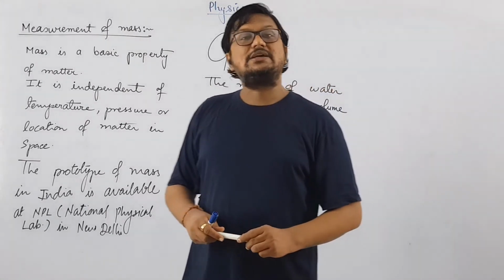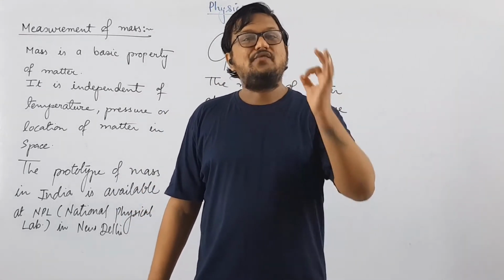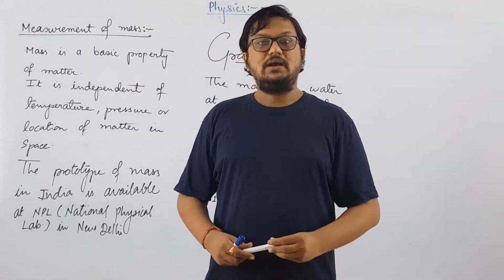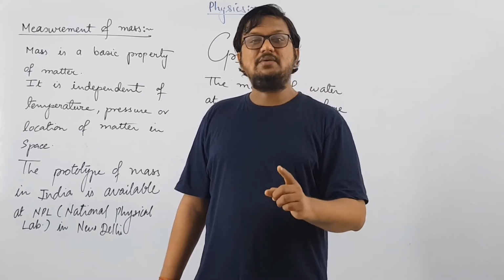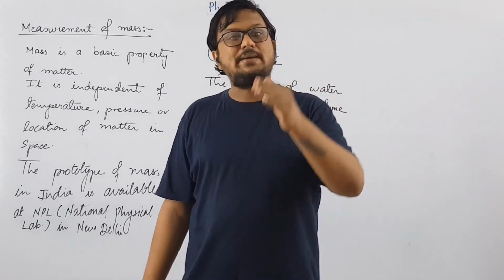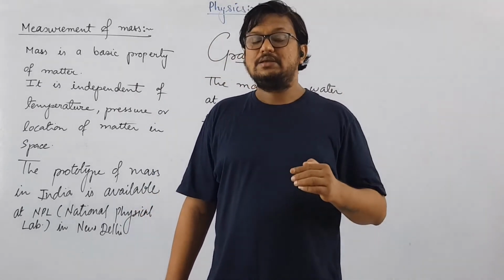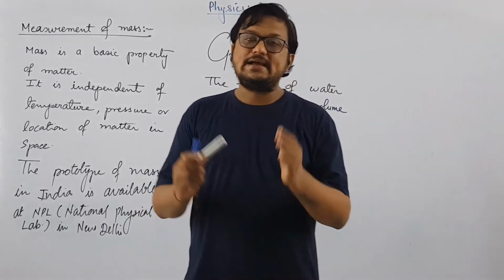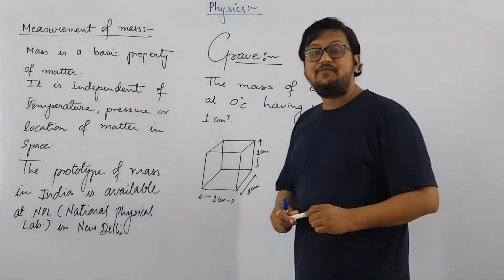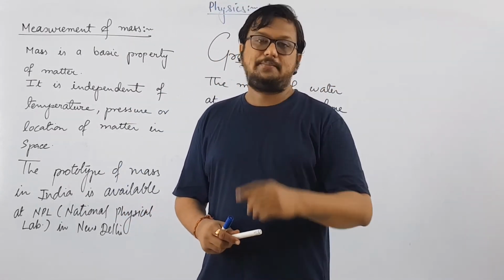Now why 4 degrees Celsius and not 0 degrees Celsius? The reason is quite simple. The density of water at 4 degrees Celsius is maximum, and that is 1 gram per centimeter cube. If you increase the temperature beyond 4 degrees Celsius or lower it below 4 degrees Celsius, then the density of water will decrease. That's why we have taken 4 degrees Celsius. So the mass of water at 4 degrees Celsius having volume 1 centimeter cube is known as 1 gram.